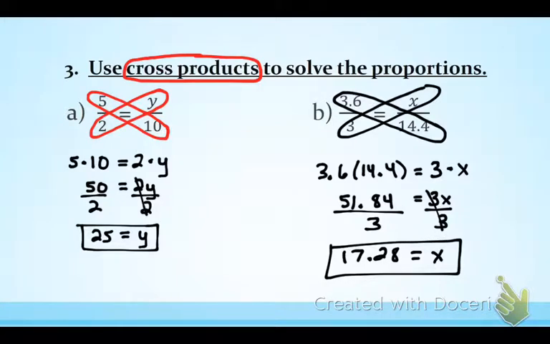Once again, to check it, put this right back up into that. 17.28 over 14.4, what do you get? 6 over 5. Now, this does not say 6 over 5 on this side, so plug that part into your calculator and see if it happens to equal 6 over 5. You are correct. When that is reduced in its simplest form, it would be 6 over 5. So that is correct, and your answer is 17.28. So that's how you use cross products, all right?